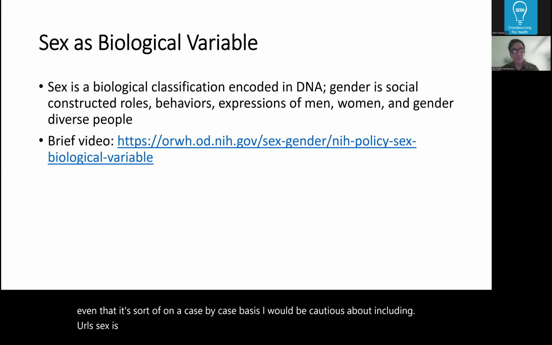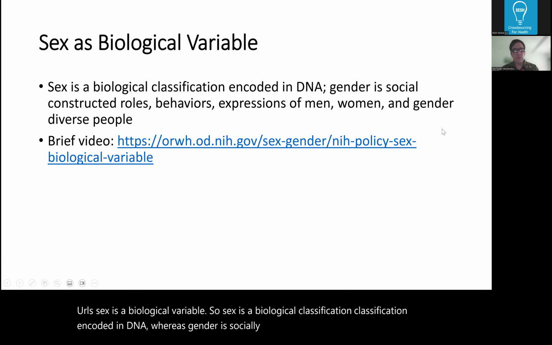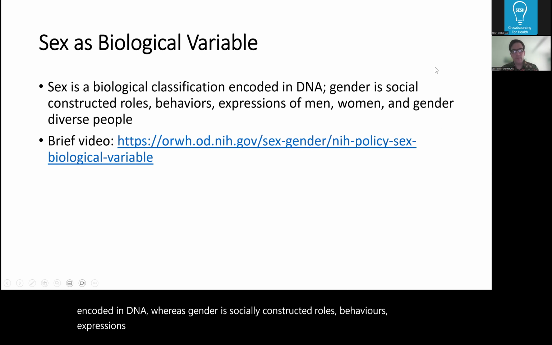Sex is a biological variable. So sex is a biological classification encoded in DNA, whereas gender is socially constructed roles, behaviors, expressions of men, women, and gender diverse people. There's more information about this specific topic online.